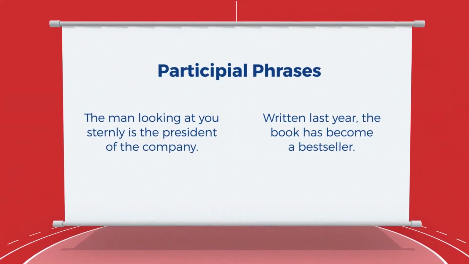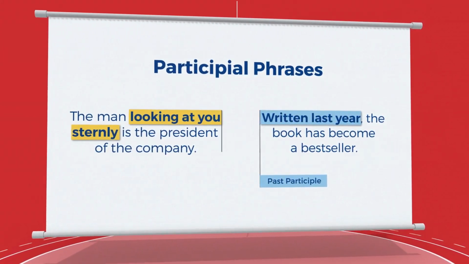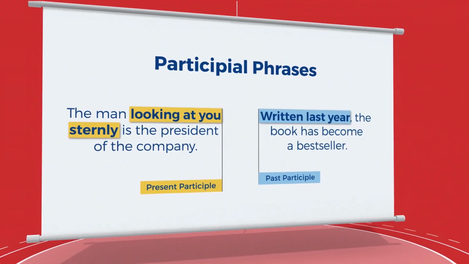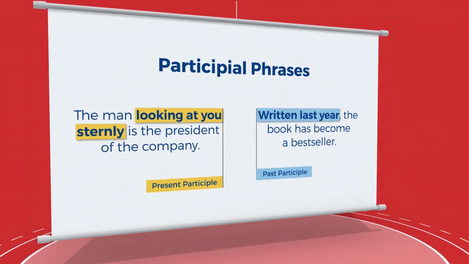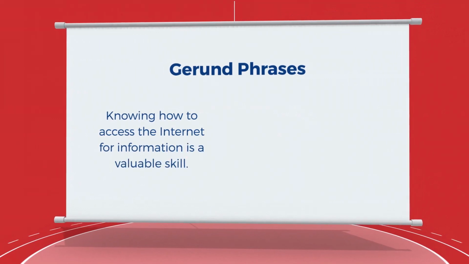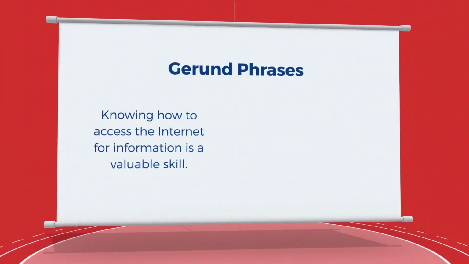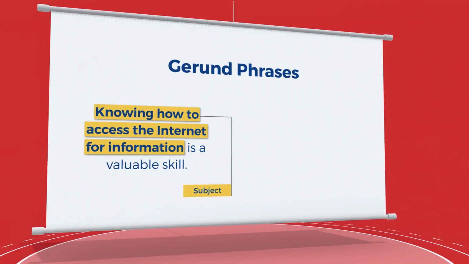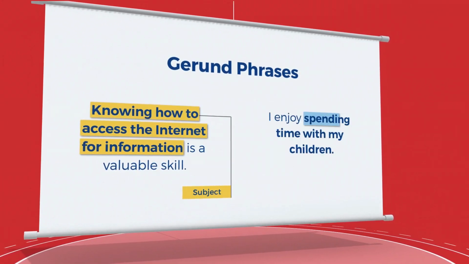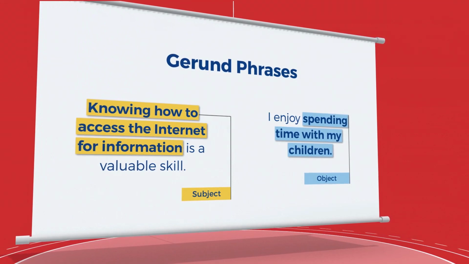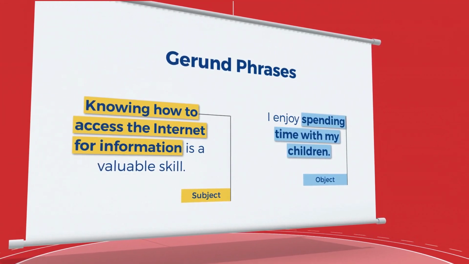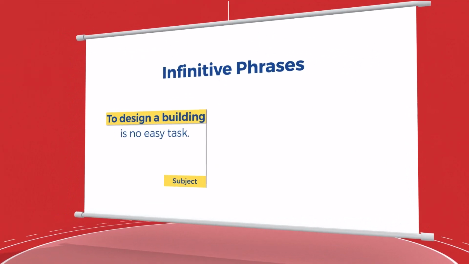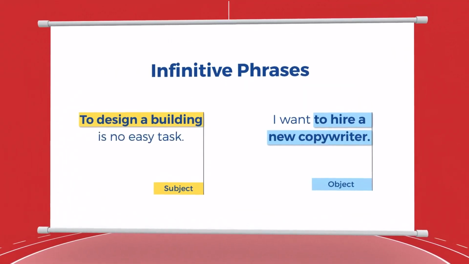Participial phrases include either a past or present participle and any objects or modifiers. They always function as adjectives. Gerund phrases include the gerund, or verb ending in ing, and any objects or modifiers. A gerund phrase can also act as a subject or an object in a sentence. Infinitive phrases can function like a noun, adjective, or adverb in a sentence.